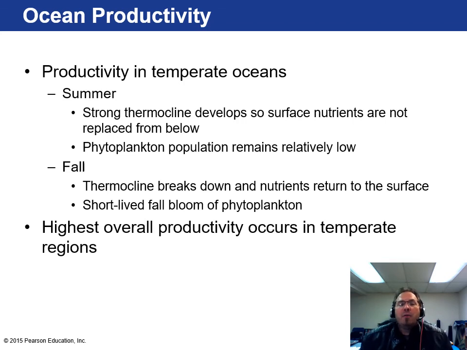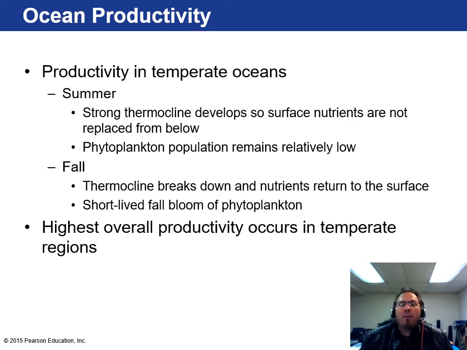Now, summer, you have a strong thermocline. The surface of the water gets really warm. So the nutrients aren't replaced from below, and so the phytoplankton stay relatively low. And you saw that in the graph in the equatorial regions, it stayed consistently flat almost all year long because it always has that thermocline, and the nutrients can't come up from below.